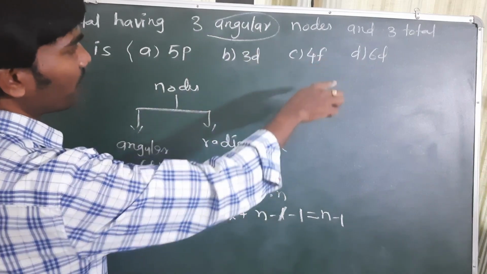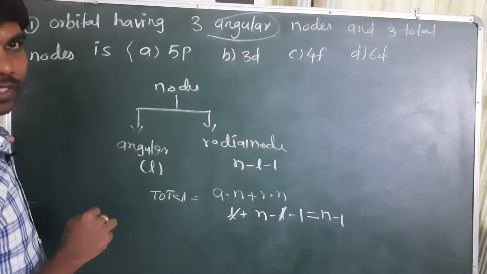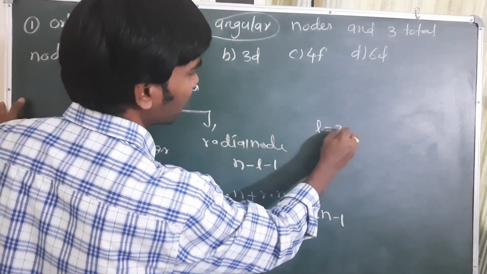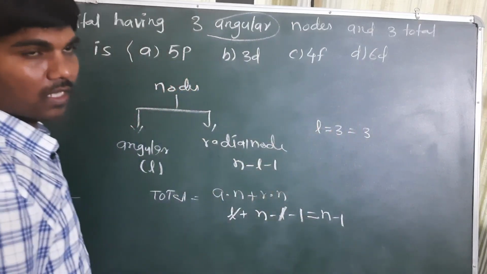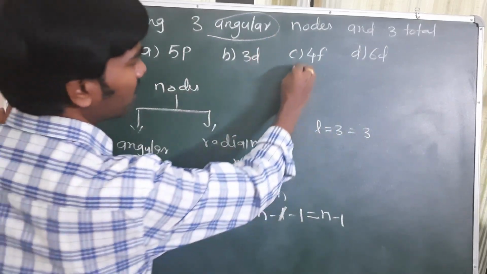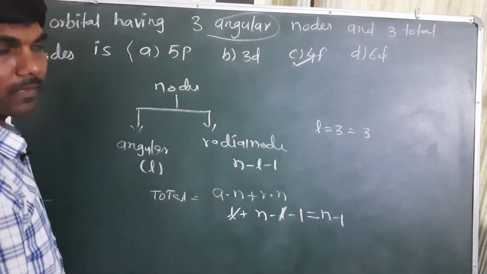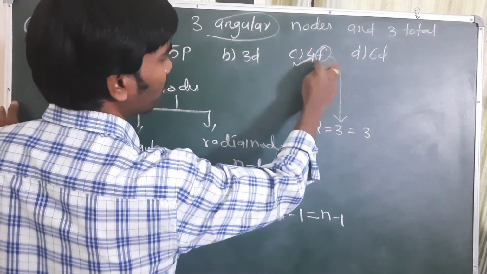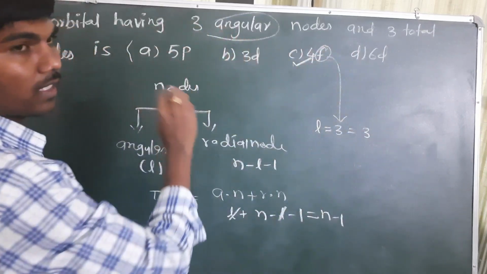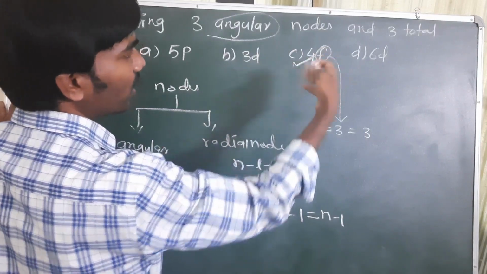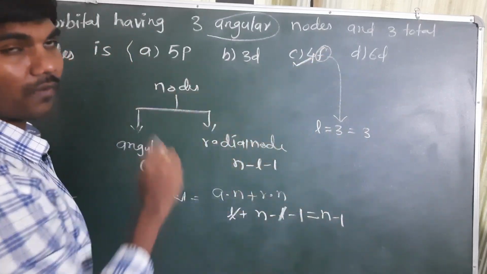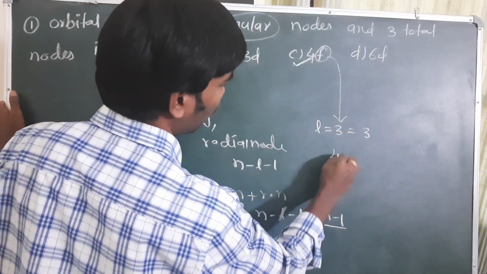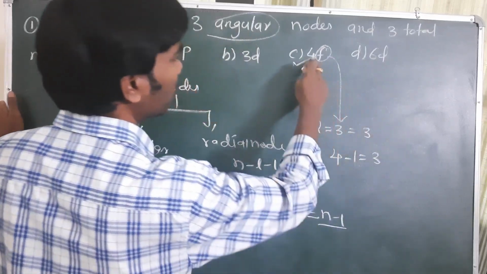Among all, which one has 3 angular nodes we have to check. Which orbital has L value 3 will have 3 angular nodes. The 4f orbital has L value 3, since the f orbital has L value 3, so the angular nodes of the 4f orbital are equal to 3. Let me check that the total nodes of the 4f orbital is 3, then this is our answer. The total nodes formula is n minus 1. The n value is 4 here, so 4 minus 1 is equal to 3. So this is our answer.